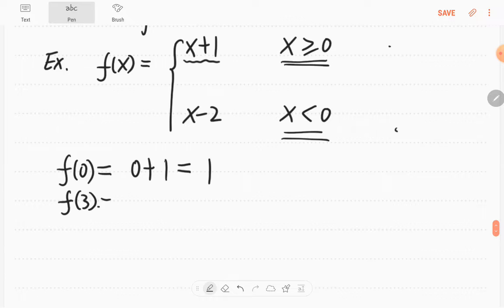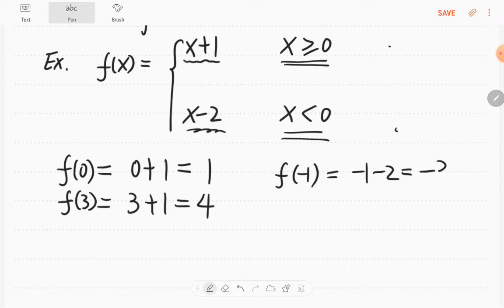F of 3. X equals 3. It's greater than or equal to 0, so we still use this one. So 3 plus 1 is equal to 4. F of negative 1. Negative 1 is less than 0, so we will take this one. It becomes negative 1 minus 2, which is equal to negative 3. So for different x values, you will have a different function expression.